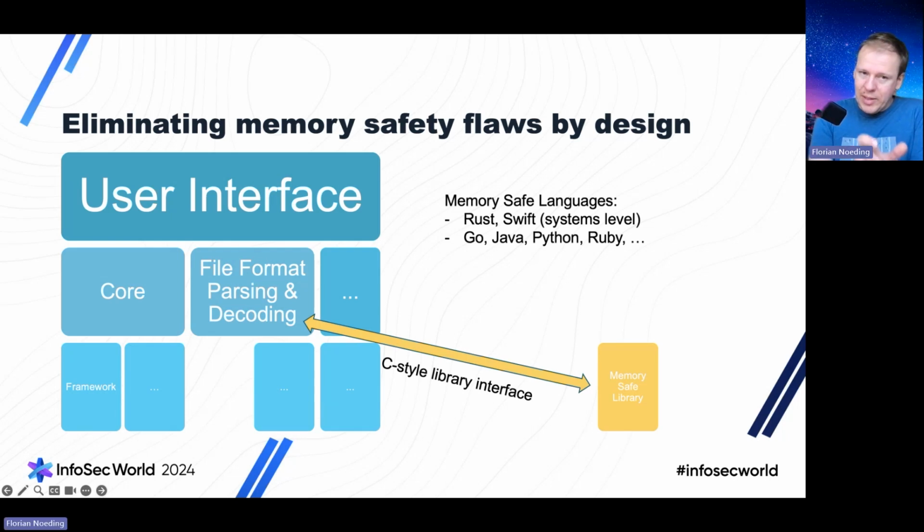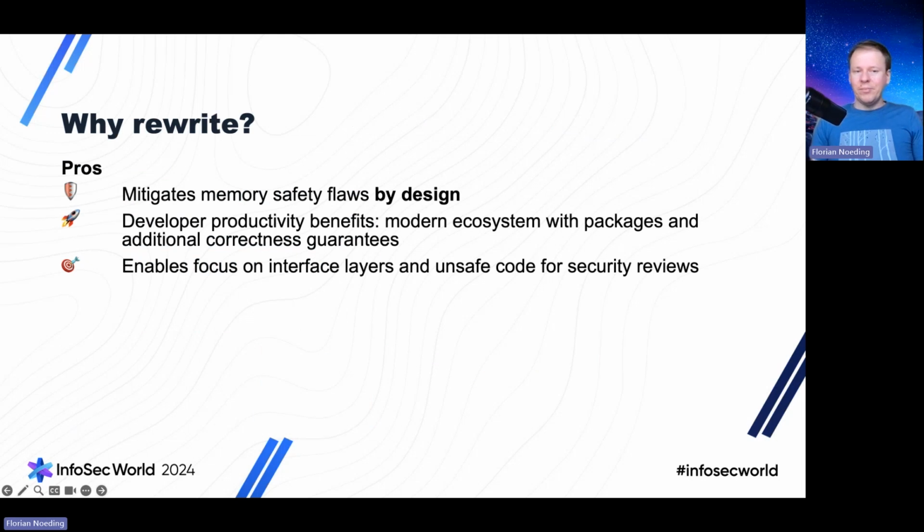Back to rewriting, there's still a boundary layer that is unsafe, similar to the sandboxing approach. But it's probably a little bit thinner, though the problems are basically the same. So why rewrite? Simply because it mitigates memory safety flaws by design. In a library that's completely written in a memory safe programming language, you can't have memory safety issues, and that's fantastic. If you focus on file parsing or, in general, decoding functionality, you can have a huge impact on the overall security of your system.